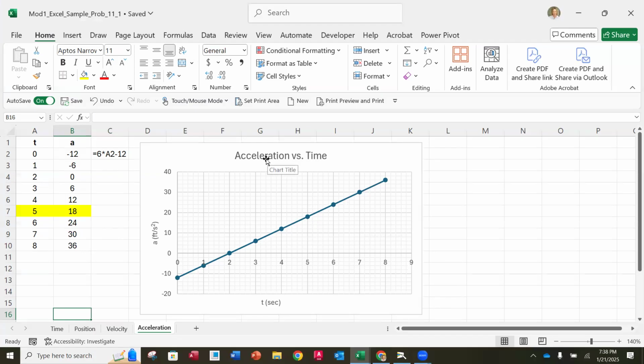Okay, and again, each one of your charts, I can't stress this enough, the format of the chart, every chart always needs a title. So you're telling me this is acceleration versus time. Acceleration is going to be on the vertical axis. So A, and in parentheses, what are the units? And then we have T, and in this case, T is in seconds. Okay.